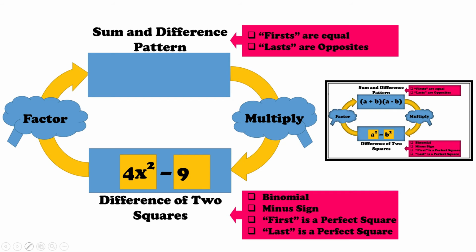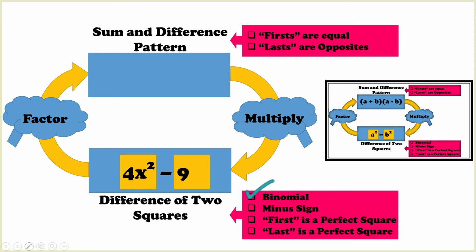So the first thing we have to realize is that this is a binomial, and it has a minus sign in between its two terms. The first number is a perfect square because it's a 4. The last number is a perfect square because it's a 9. So now we want to factor this thing, and it's going to be a sum and difference pattern. So if we can remember the shortcut or the pattern, we know that we're going to factor it like this. And it's going to be a sum, and it's going to be a difference.